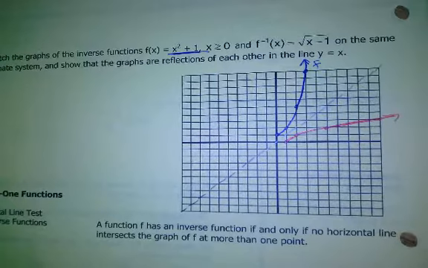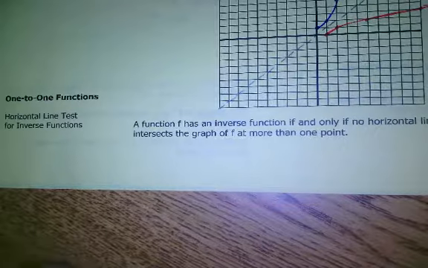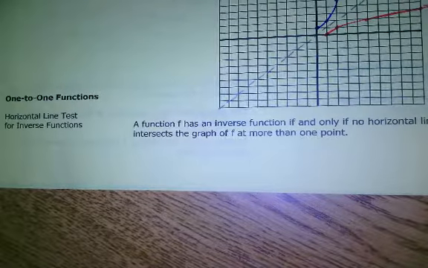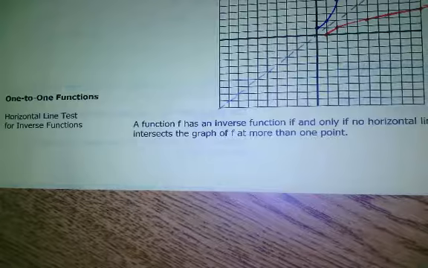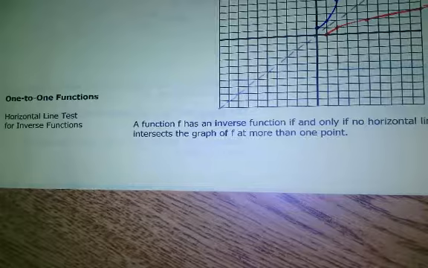Hey, so a one-to-one function. It's the horizontal line test for inverse functions. A function f has an inverse function if and only if no horizontal line intersects the graph of f at more than one point. So function f has an inverse if the original passes the horizontal line test. That's to make sure that the inverse is a function.